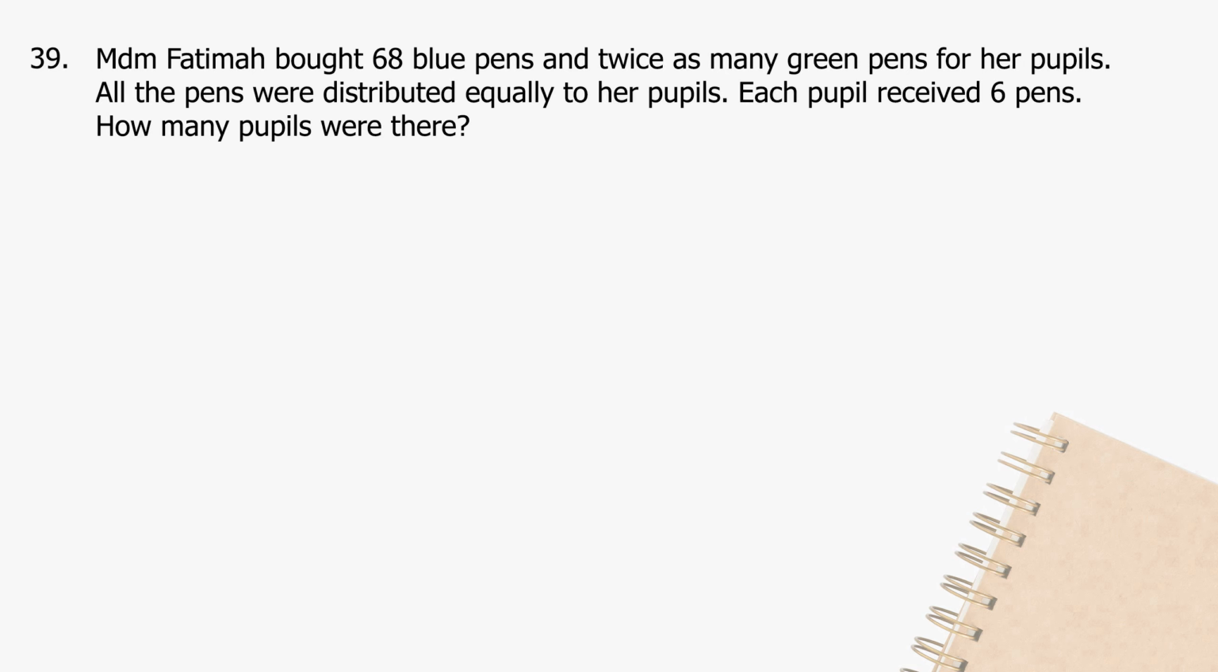Question 39. Mdm Fatimah bought 68 blue pens, and twice as many green pens for her pupils. All the pens were distributed equally to her pupils. Each pupil received 6 pens. How many pupils were there?